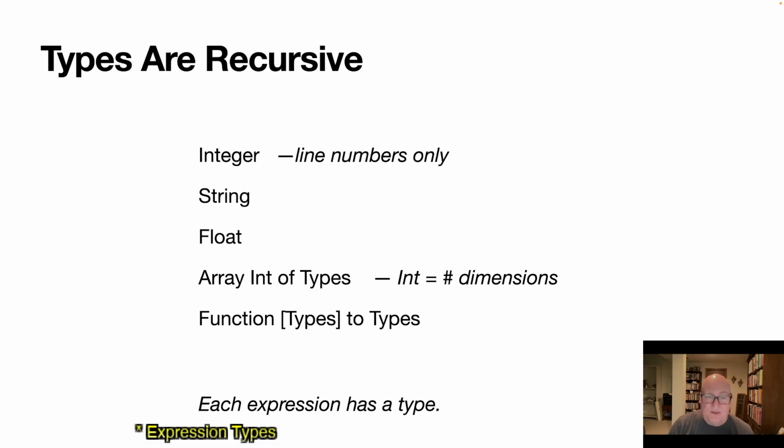Let's see, there's a little bit of theory to it. Types are basically a recursive construct. So we have an integer type that's for line numbers only. I don't know if we even need to represent it. We have strings, we have floats, and then you can have an array of types. And I think we want the number of dimensions to be the integer there. And you can have functions that take argument types and map to result types.